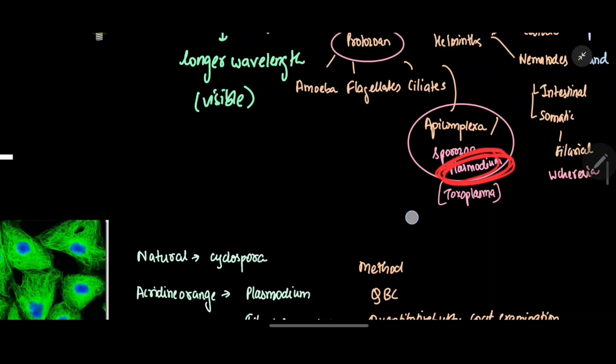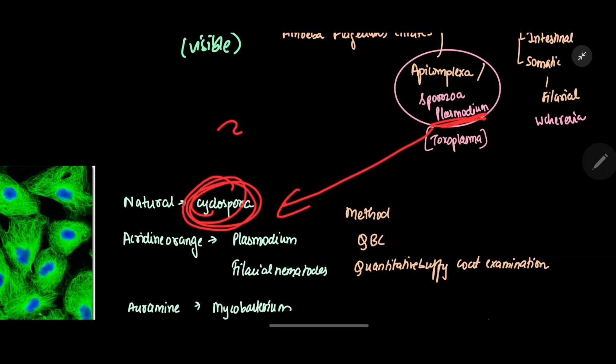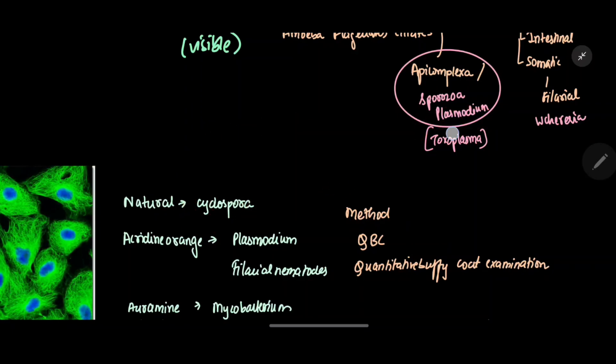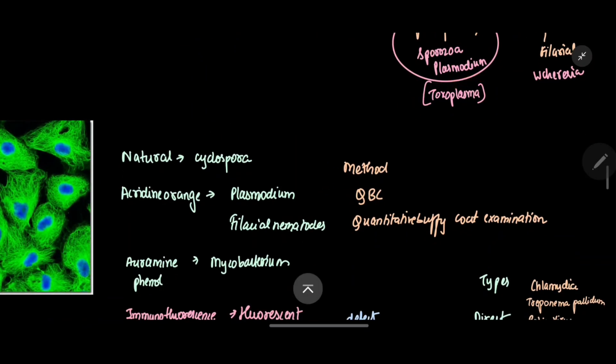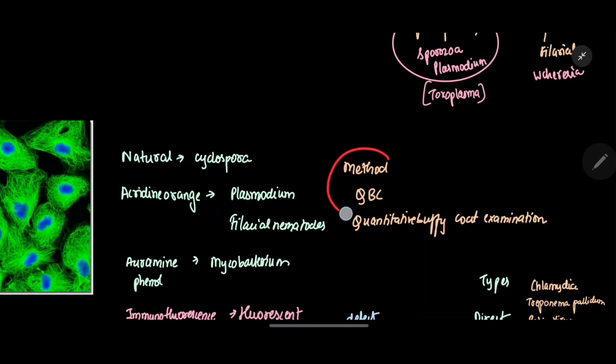Again, your Plasmodium can be observed via fluorescence microscopy, but it requires a dye. Like I said, Cyclospora has natural fluorescence. That means once UV light hits them, it doesn't need any fluorescent dye. It's just going to emit light itself. But Plasmodium needs some sort of dye, and that fluorescent dye is acridine orange. So the example for acridine orange is Plasmodium, and the method is quantitative buffy coat examination.